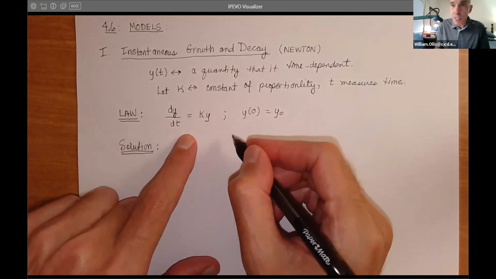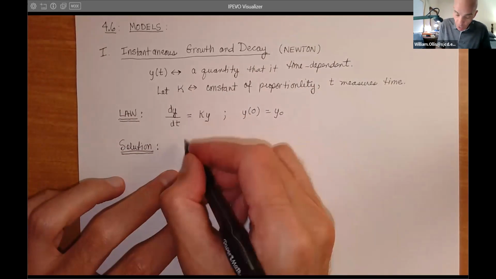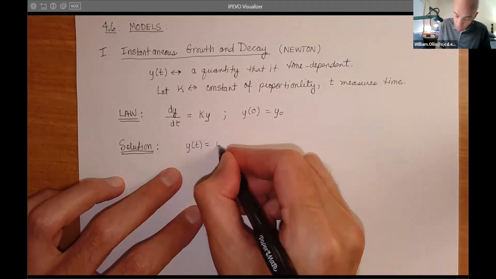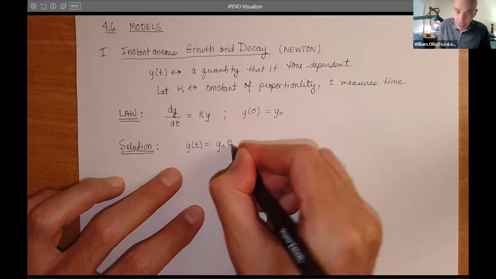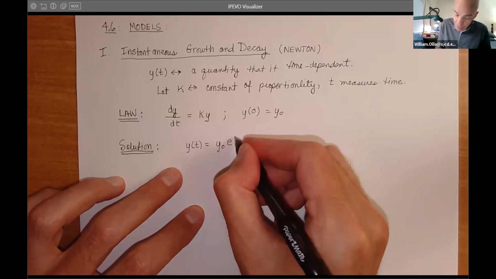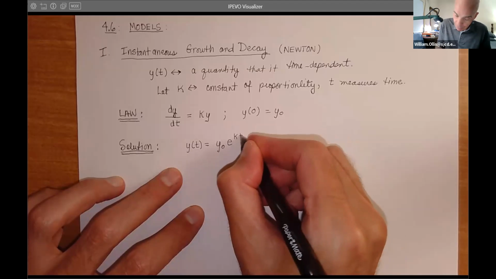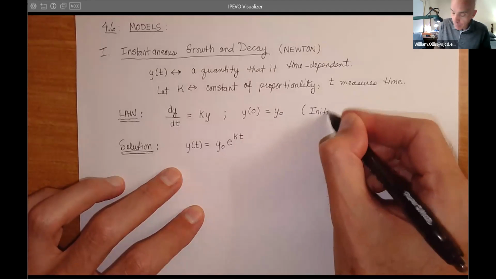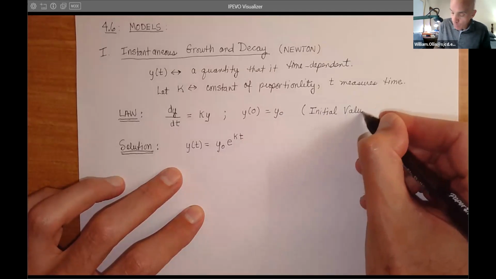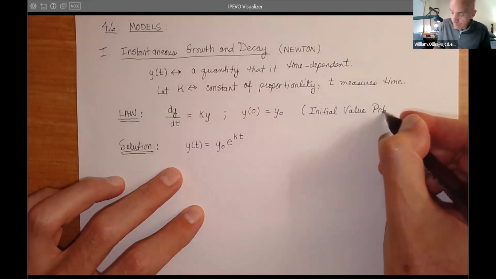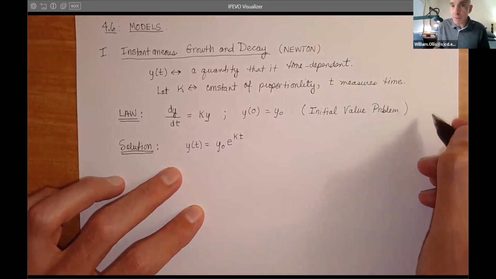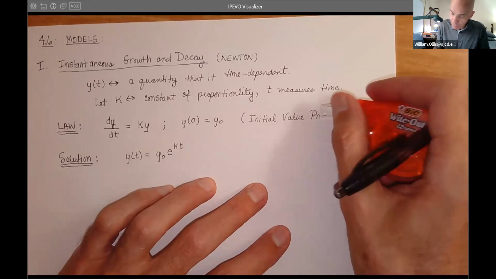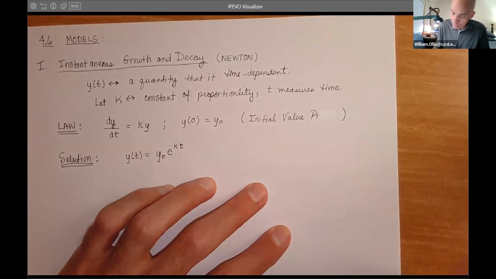So when you solve this, and this can be solved by integration, we get the following solution curve. y of t will be the initial amount, y sub 0, times e, that's the standard, the natural base, to the kt. Now, what we normally call this law is an initial value problem. That's another phrase. And again, things can be given with different hypotheses. Let me write that so you can see it. Oh, that kind of got lost.